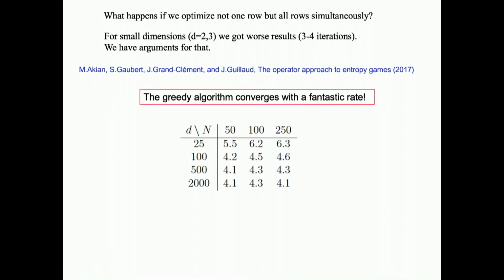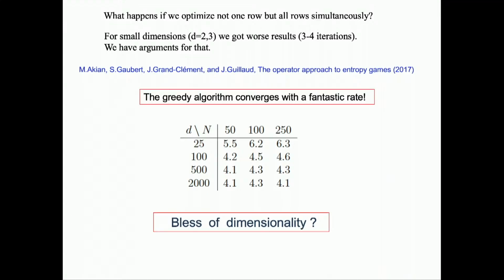Between 4 and 5 iterations, the optimal solution is found, the global minimum is found. And you see that with growth of the dimension, the number of iterations reduces. So it's a kind of bliss of dimensionality. This phenomenon is not fully explained. So we have some arguments why it happens.